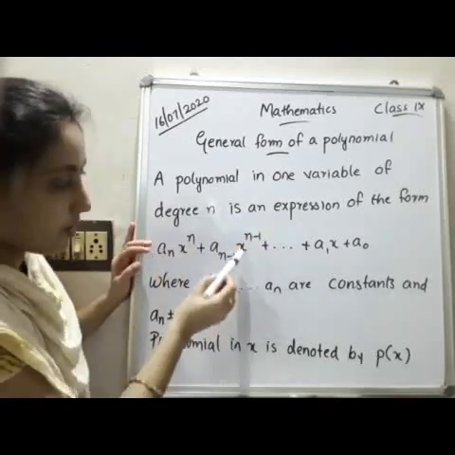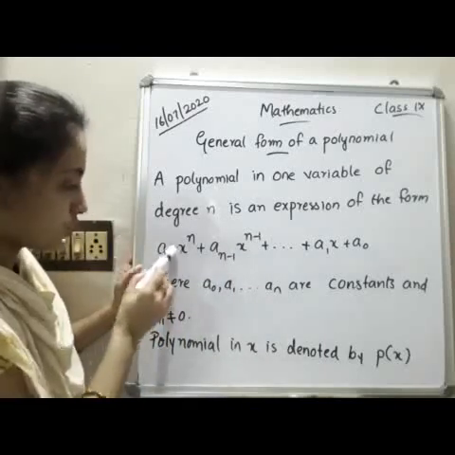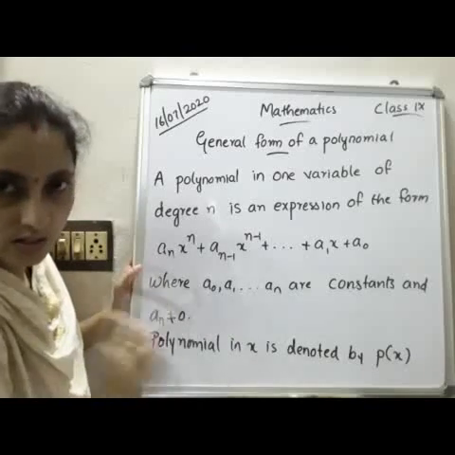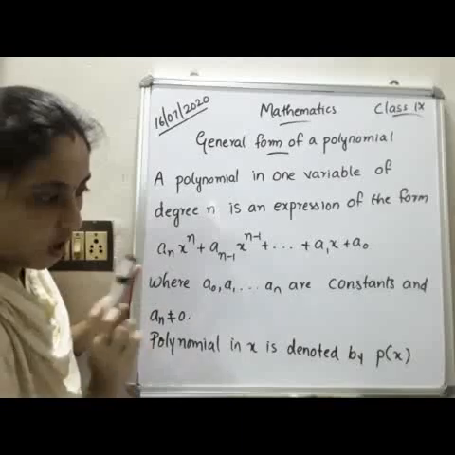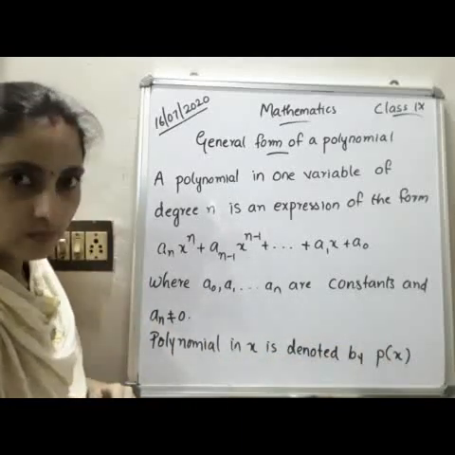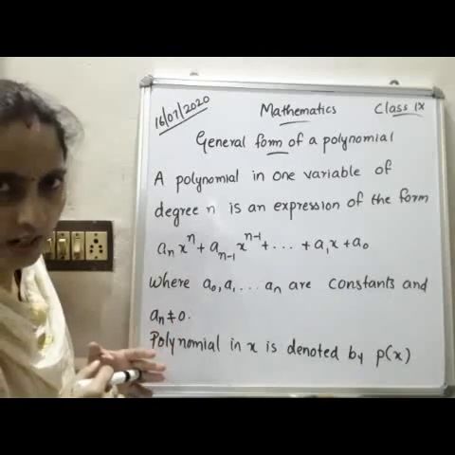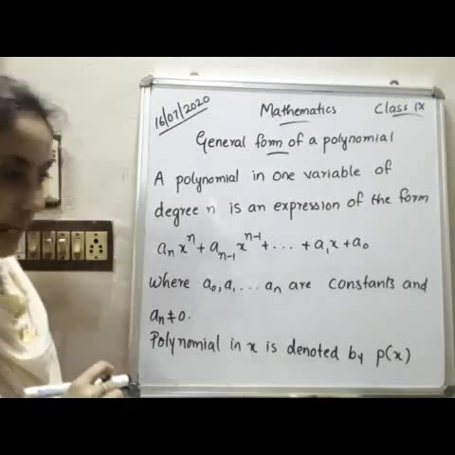No. It must be a polynomial of degree n minus 1, that is wrong. So for that purpose we want to choose an not equal to 0. And we denote the polynomial by p of x. P of x means the polynomial in x. Don't memorize this, just want to know only. So the polynomial in x is denoted by p of x.